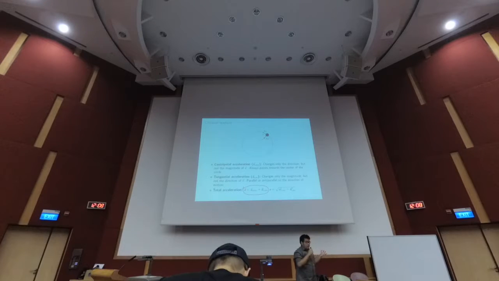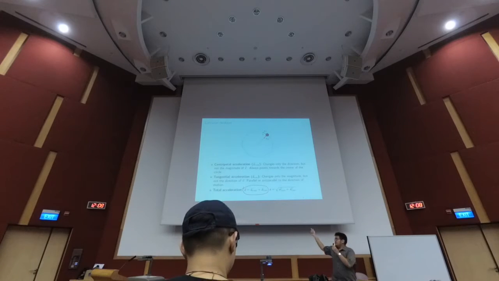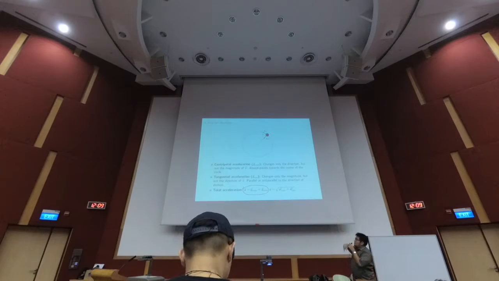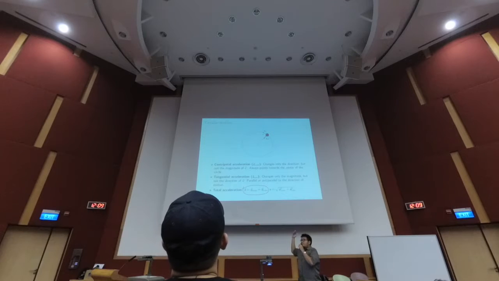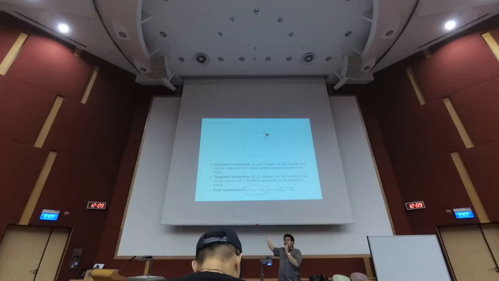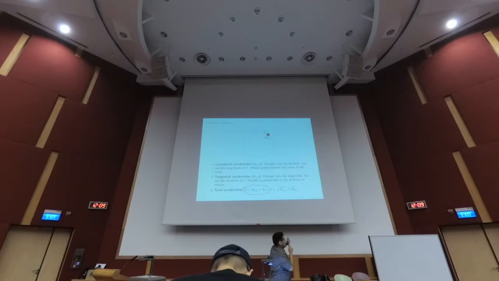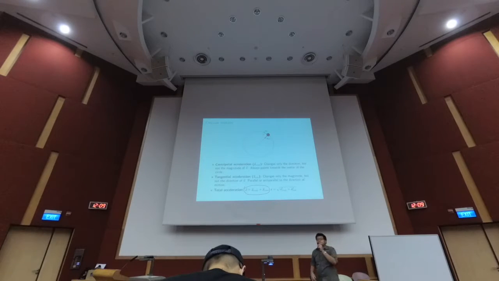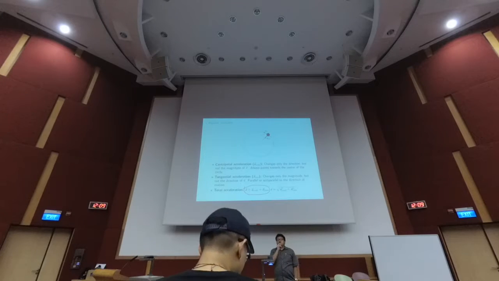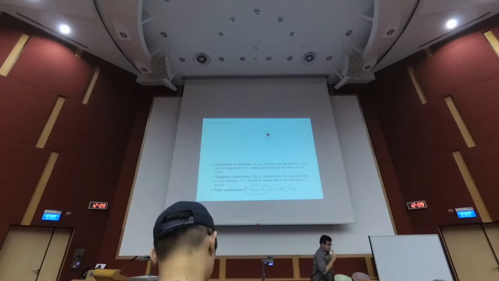Okay, but if you are only interested in the magnitude of the total acceleration, then you can actually use Pythagoras. Because if you see from that picture, centripetal and tangential acceleration are always perpendicular. So to find the magnitude of the resultant between two perpendicular vectors, you can always use Pythagoras: square root of centripetal acceleration squared plus tangential acceleration squared. So any question up to here? Okay, so far it's okay, right?